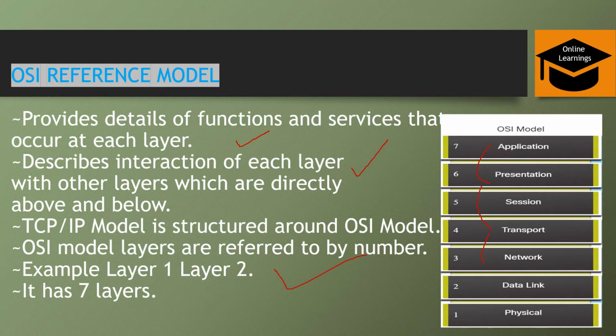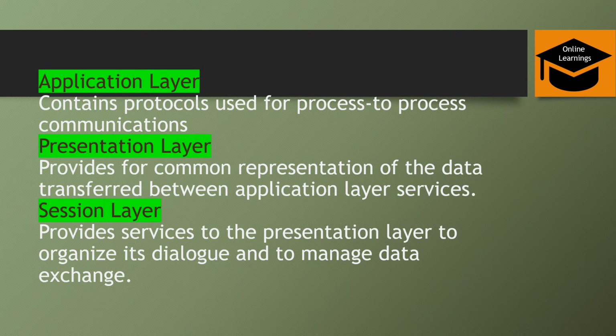And the last point is that the OSI model has 7 layers. In the diagram on the screen, you can see the first layer is the physical layer, then the data link layer, network layer, transport layer, session layer, presentation layer, and application layer. We'll be going in decreasing order. So firstly, we'll be discussing the 7th layer, which is the application layer. It contains protocols used for process-to-process communication.